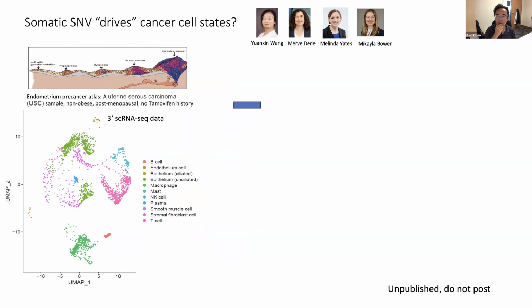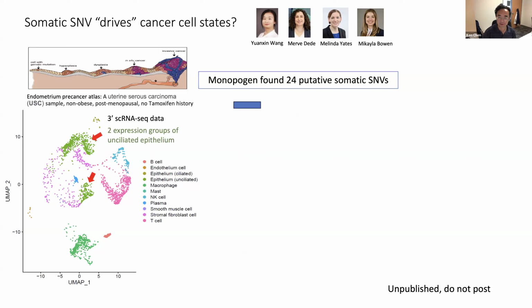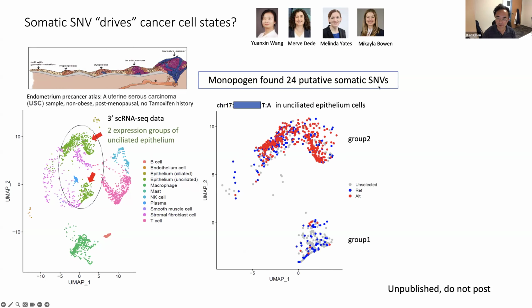Okay. Lastly, I'd just like to show you one example of how Monopogen not only can impute data, but can also make new discoveries sometimes. For example, this is a tumor sample from a uterine serous carcinoma sample. This is an RNA UMAP. As you can see, there are two clusters of green unciliated epithelial cells here. And we performed Monopogen analysis. This is 3' RNA sequencing. And we detected 24 putative somatic SNVs. One particular SNV, very interesting, is enriched in one of the unciliated epithelial groups but not the other. So this is actually a very striking difference between those two groups.